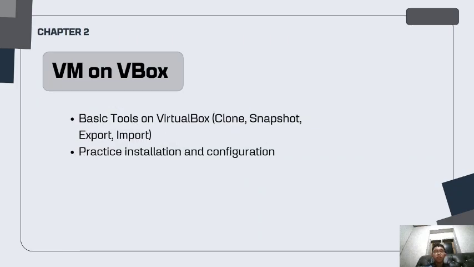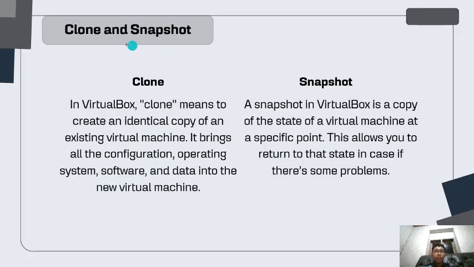In chapter 2, which is virtual machine on VirtualBox, I will explain and practice about the basic tools on VirtualBox, which are clone, snapshot, export, and import, and I will do the practice of the installation and the configuration of Ubuntu server on VirtualBox. For the first tool, there is clone and snapshot.